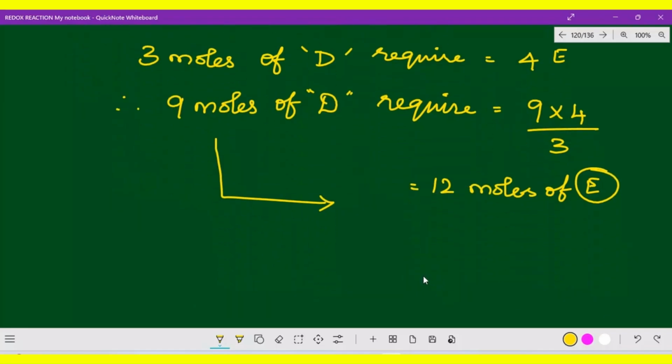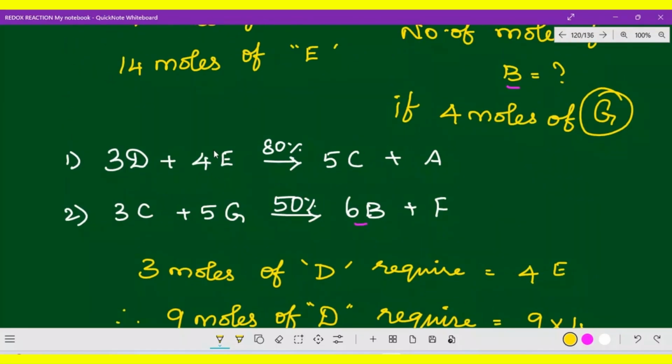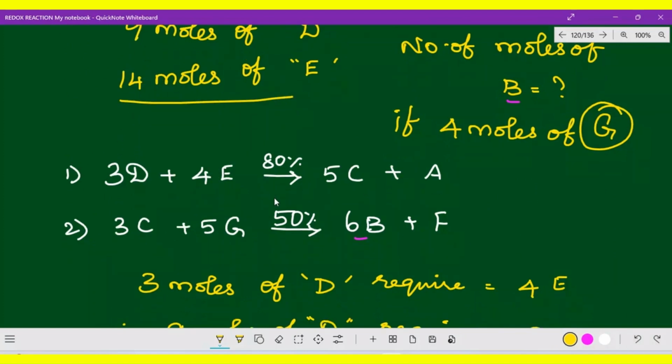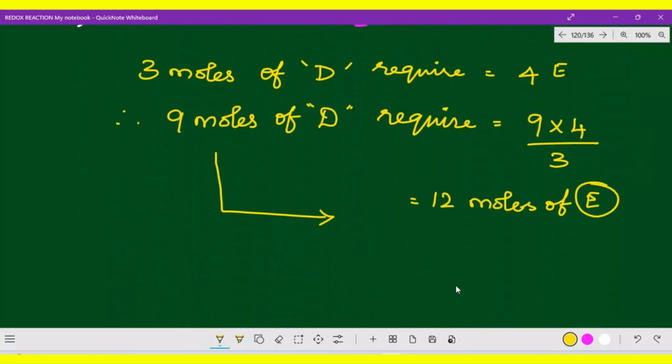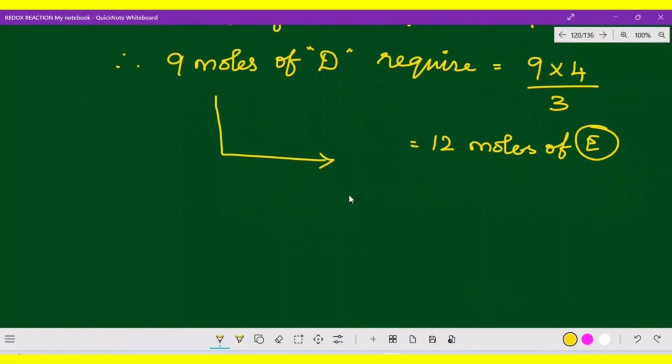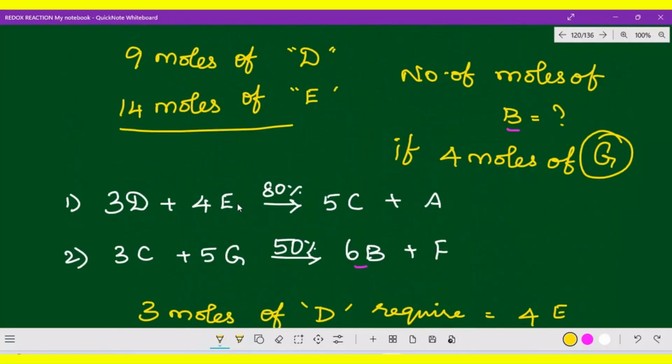And in the same way, how much E is available? 14 moles of E is there, but only 12 moles of E are required here. So E is in excess, and D is the limiting reagent. Okay, now we have to identify B only, that is what the question has given. Now, in this question, let us go one by one.